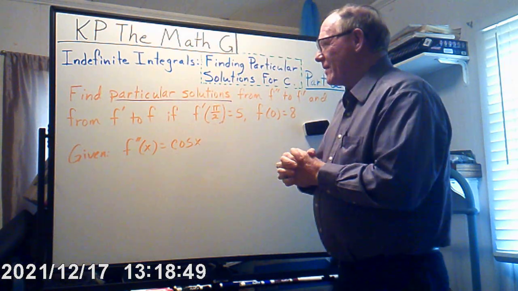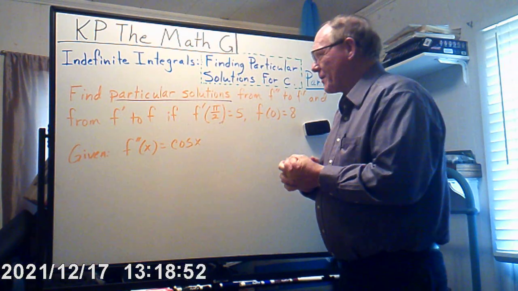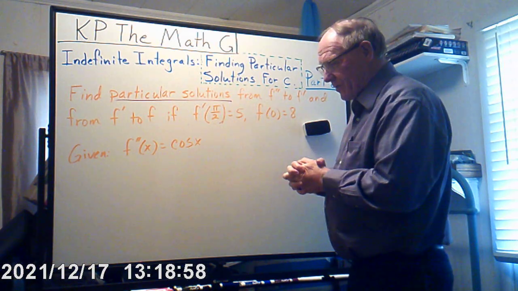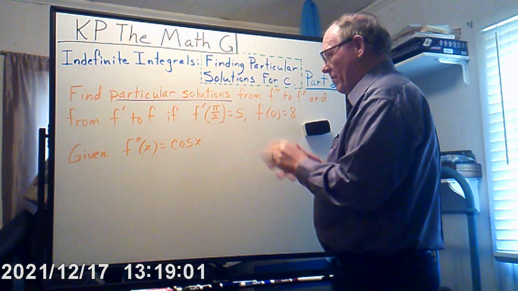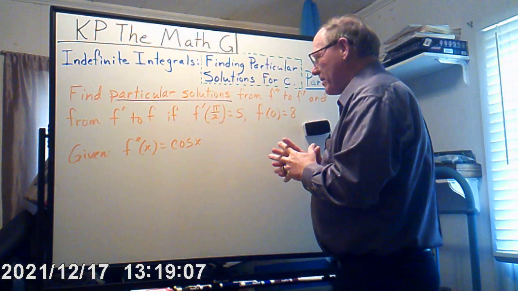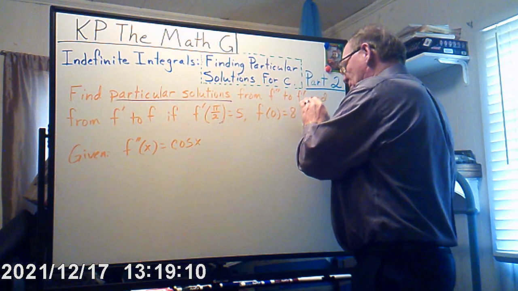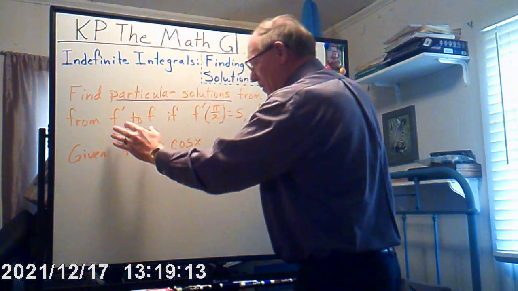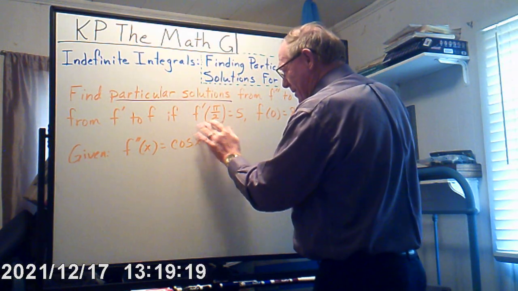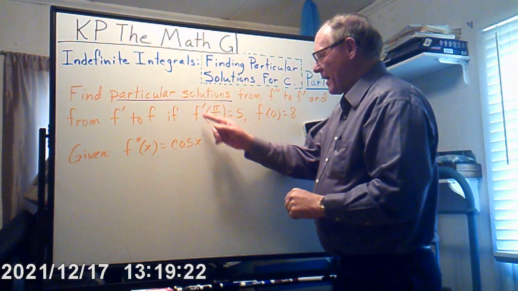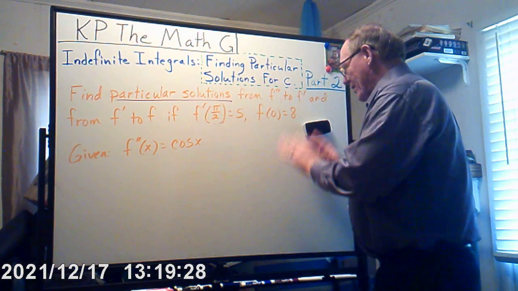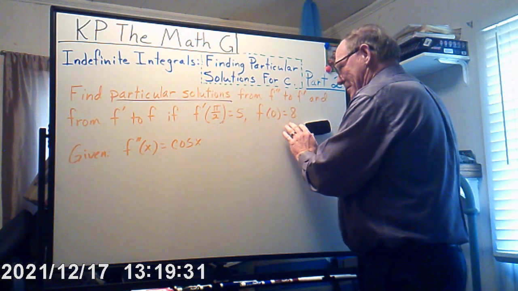I am KP the Math G, and today we're going to talk about indefinite integrals. We're looking for a particular solution for C. In other words, we're going to solve for C. In this first example, we're going to find particular solutions from f double prime to f prime, and then from f prime to f, given this first initial condition, f prime at pi over 2 is equal to 5, and then the second condition, f at 0 equals 8.